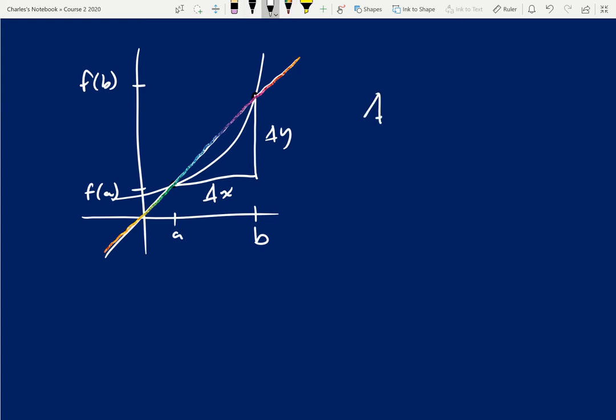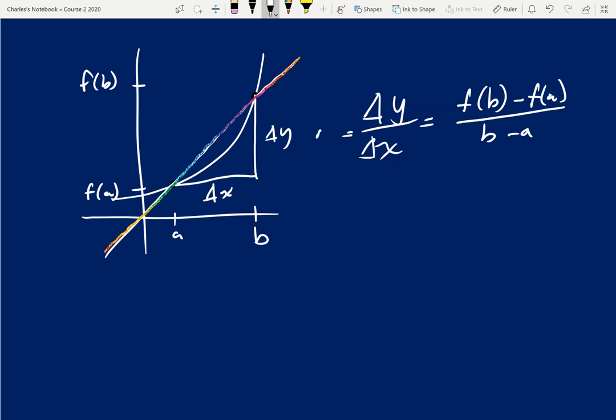And what you've seen in past classes, delta y over delta x is equal to f of b minus f of a over b minus a. And that's a useful formula. It goes back to Algebra 1. We use the letter M to represent it, and it comes up all over the place when you go to calculus. Now, there's one thing that starts to change.